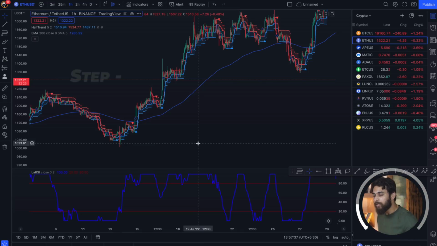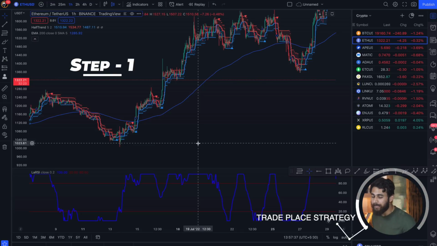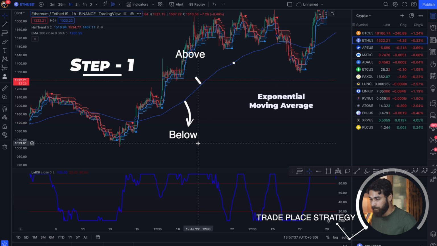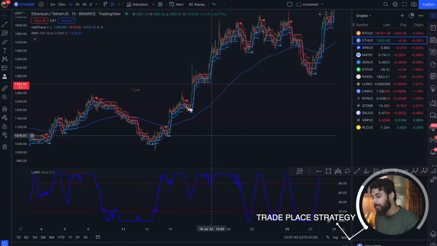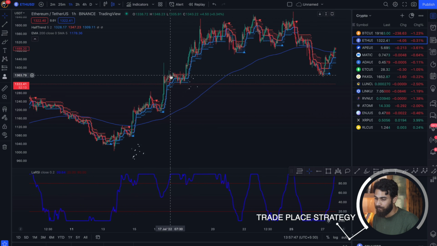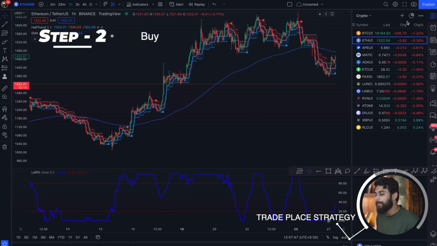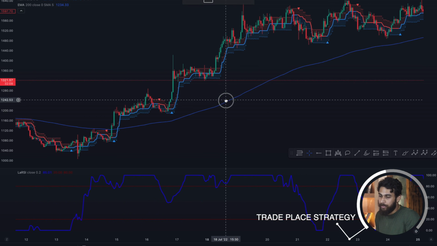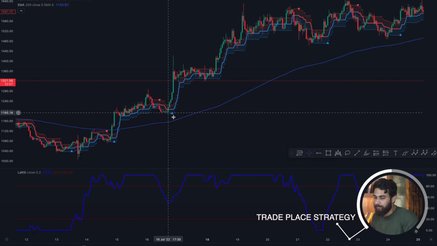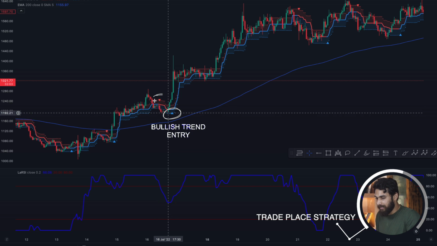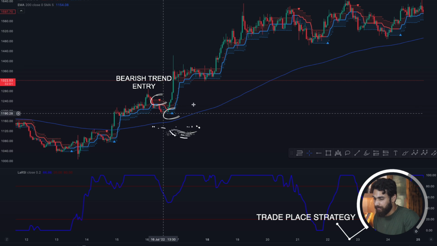So the first step is to see if the price is above or below the 200 period exponential moving average. If it is above, we look for buy trades, and if it is below, we look for sell trades. Now the second step is to look for a buy or sell signal on the Half Trend indicator, and it will show that by using triangles like this. Here, the blue triangle means bullish trend entry and the red triangle means bearish trend entry.